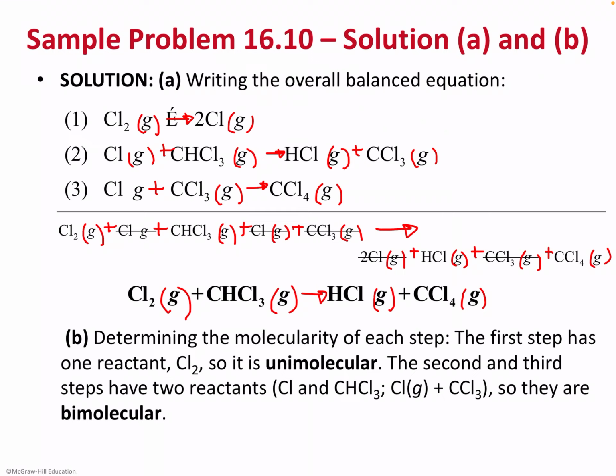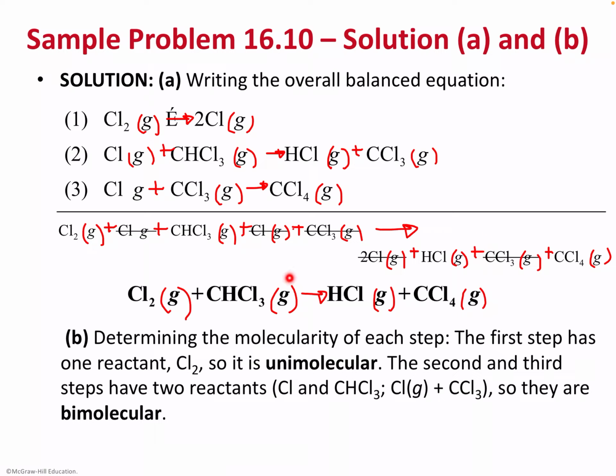1, 2, 3. So when you add it up, we have 1 chlorine, so you write it down here. Everything you have on the reactant side you would add up, and then after the arrow, the products, you write on one side. So 1 chlorine, and then there is 1 Cl here, another Cl here, this Cl right there, and CHCl3, this chlorine, CCl3, and on the product side we have 2 Cl, another HCl, CCl3, CCl4.